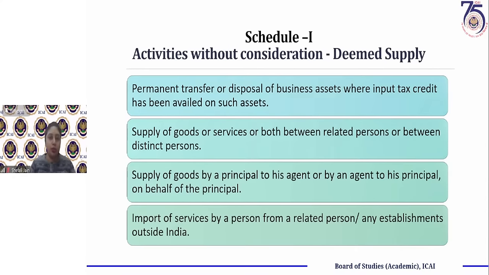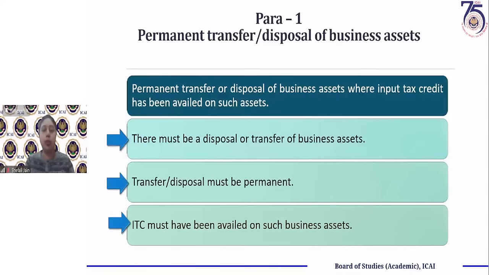First two paras we'll try to cover because we are already short of time and we are left with so many topics for next class. First is permanent transfer or disposal of business assets where input tax credit has been availed on such assets.